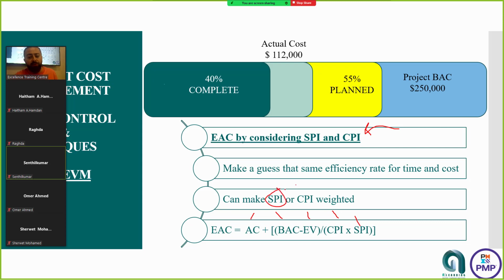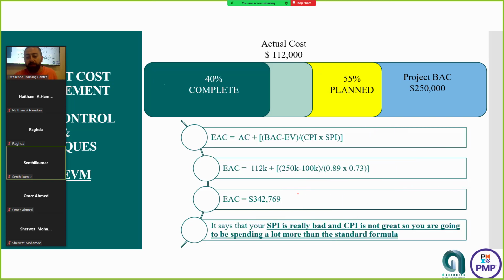And you can make SPI or CPI weighted. This is the rule. Make a guess that the same efficiency of the rate of time and cost. This is why we are using this equation, and we are going with this result. If you are considering both together, you will be spending way much more than the 280, right? So it says that your SPI is way much far from what you have planned. It's way much lower than what you have expected compared to your what? Your cost performance index. 73% is not a good rate for your performance, correct?